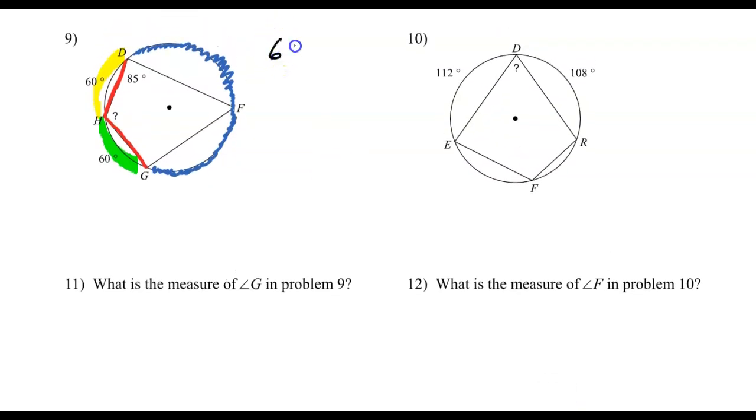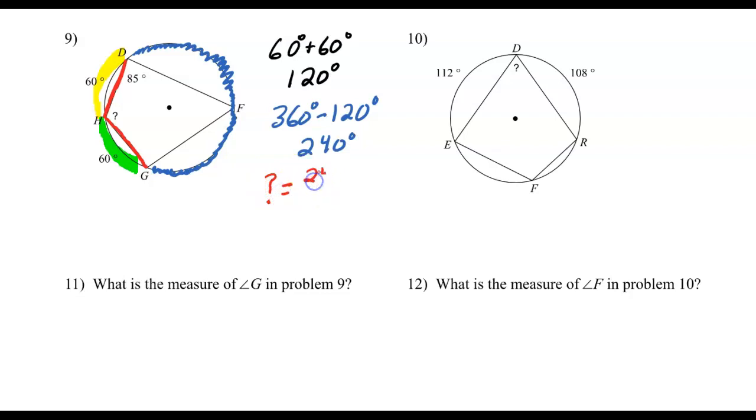So if I add 60 plus 60, I get 120. So the blue arc is 360 minus 120, or 240 degrees. So the red angle is half of 240. So the red angle is 120 degrees.